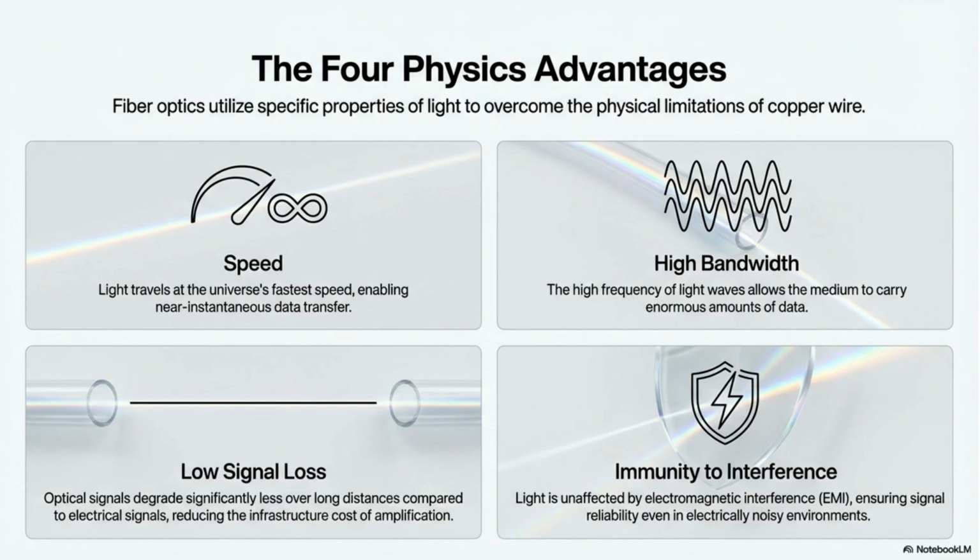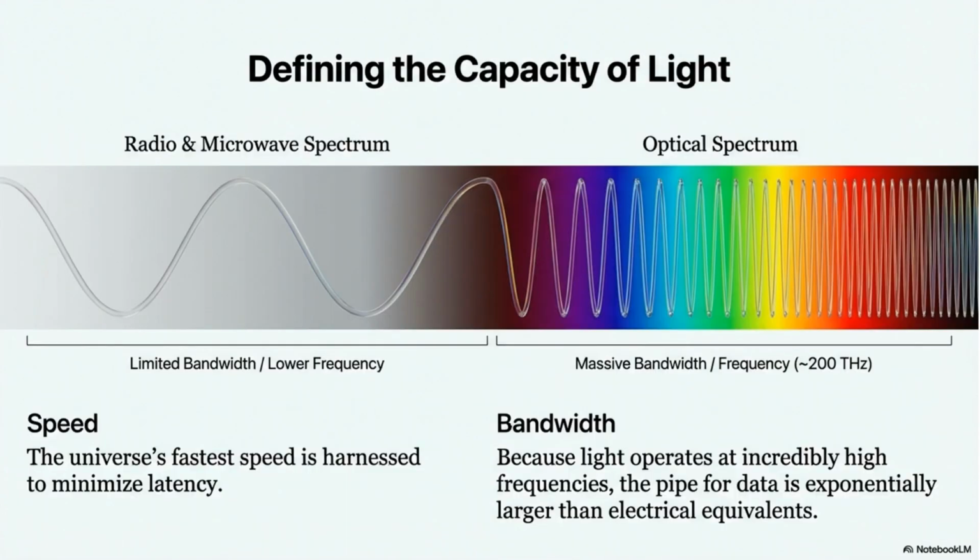Fiber optics offer four main physics advantages over copper wire. These include traveling at the speed of light, achieving high bandwidth, experiencing low signal loss over distance, and having immunity to electromagnetic interference. Light operates at incredibly high frequencies in the optical spectrum, offering massive bandwidth compared to the radio and microwave spectrum. This, combined with light speed, minimizes latency in data transfer.